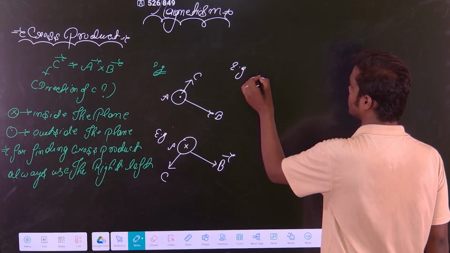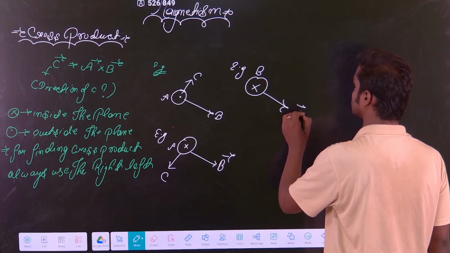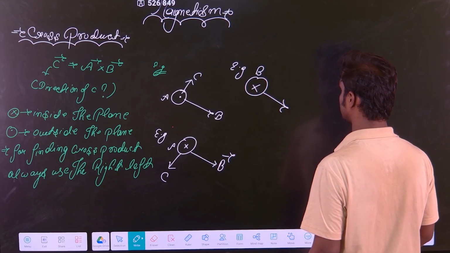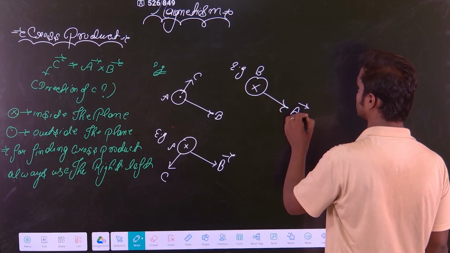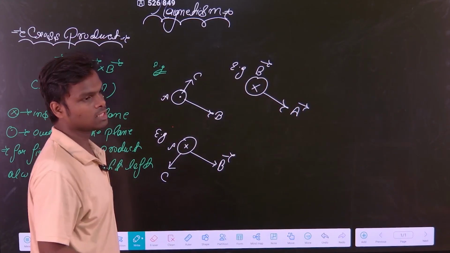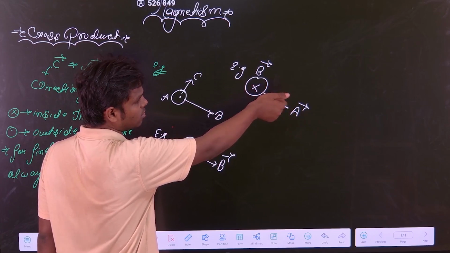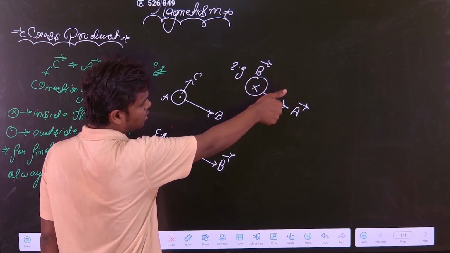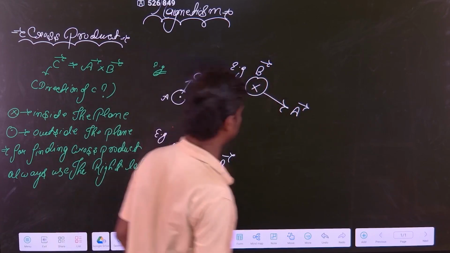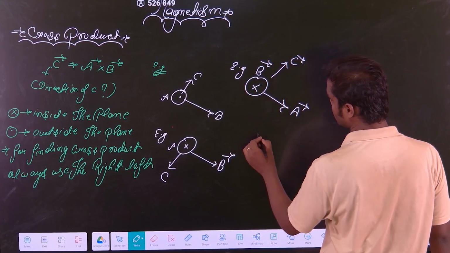Similarly, let's take one more example. Suppose this is my B vector and this is my A vector. Then what is the direction of C? Can you tell me? What is the rule? First put your hand in the direction of A. Then curl your finger toward the direction of B. See, B is inside, so curl inside. What is the thumb direction in this direction? So this is my direction of C. Simple. Next example.